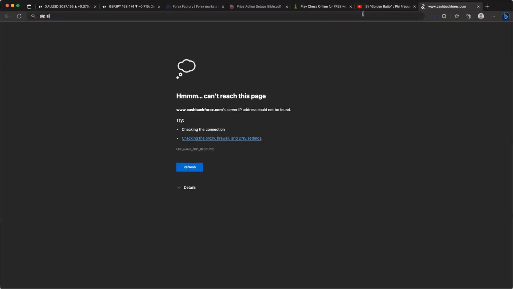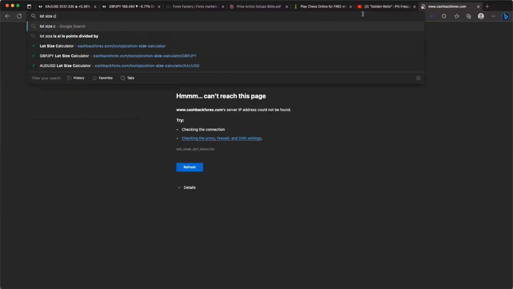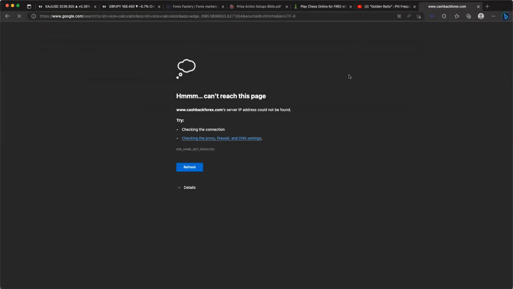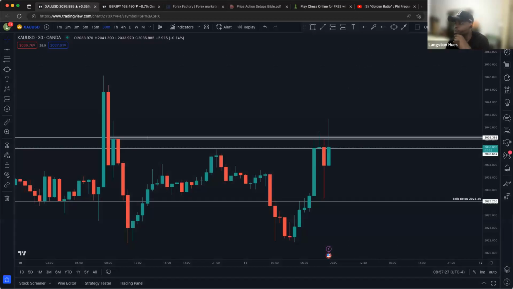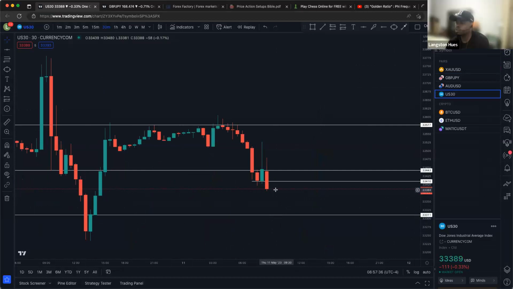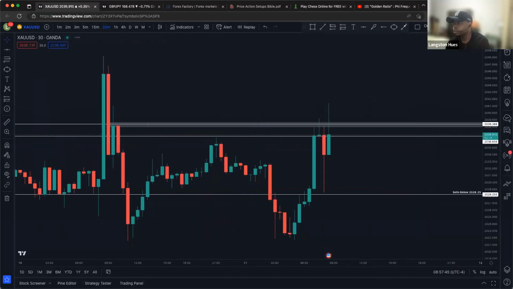And US 30 is driving down as well. Should have influenced that. You said what is also driving? US 30. Oh, US 30? Yeah, and it's clean on the 15, 30, and the 1 hour as well. Clean traffic on all charts. Yeah, closure below here. Push down. Nice. Very nice.